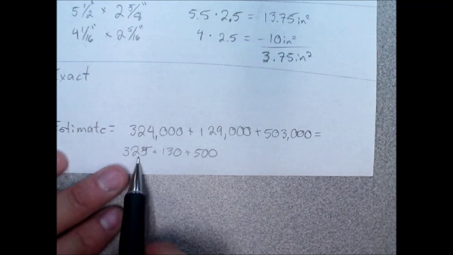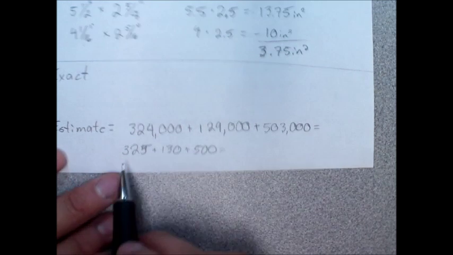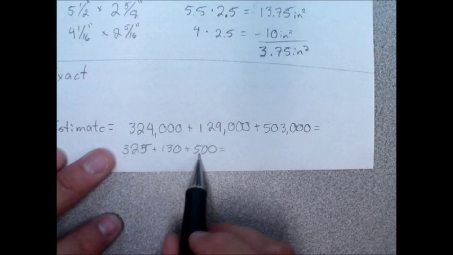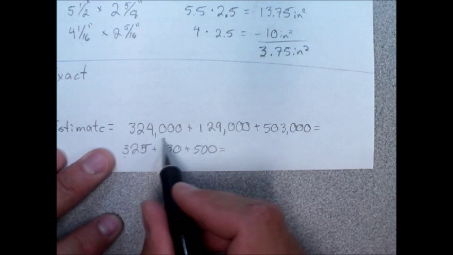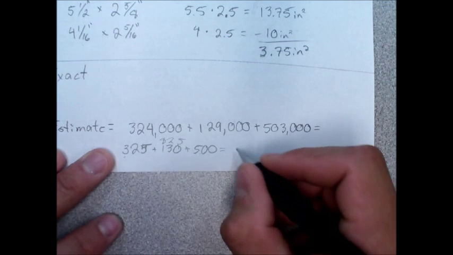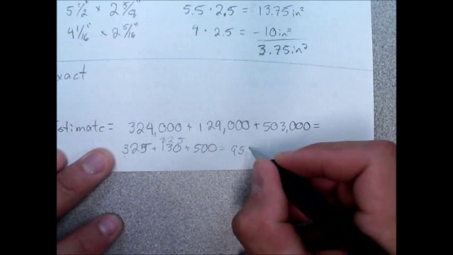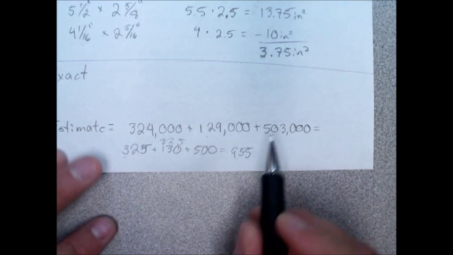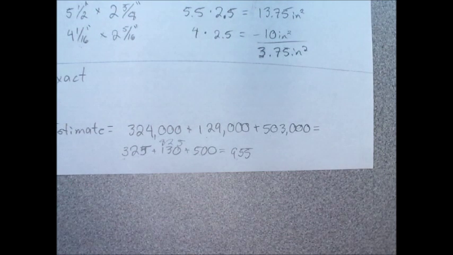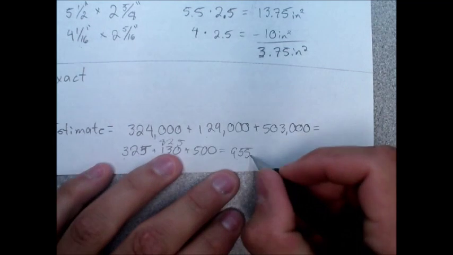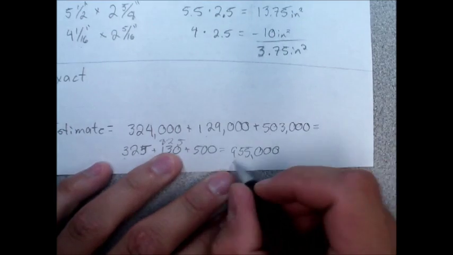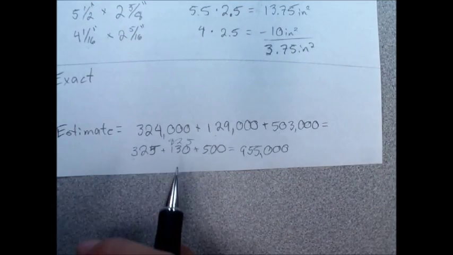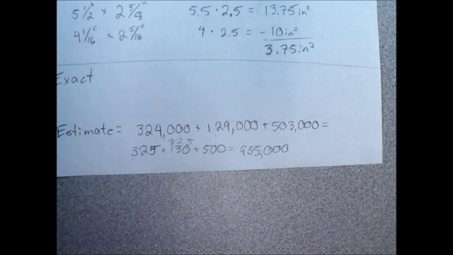The reason I would do this is because I know 500 and 325. That's 825, right? And if I know 825, it's really easy to add this next one up, so I get 955, which is a lot easier to add than 324, 129, and 503 in my head. Okay, that's why I think estimation, I don't want to use a calculator. I want to do this as fast as possible. Okay? And then I'll just tack on the zeros at the end and put a label on it. Population, persons, census, I don't know. Whatever you want.